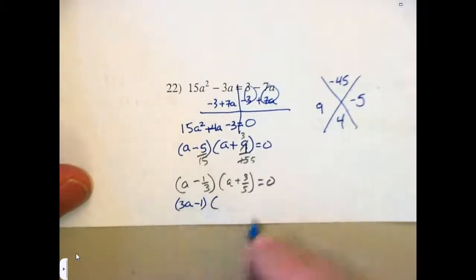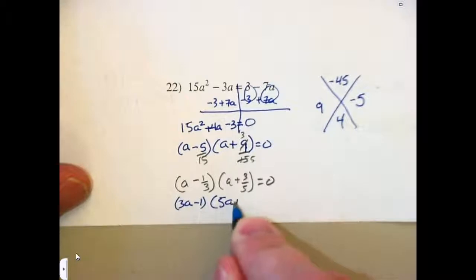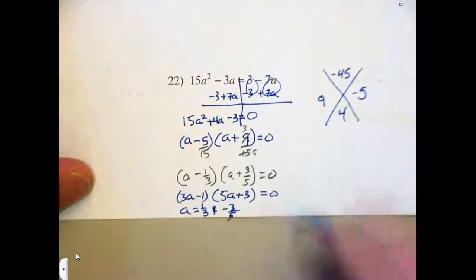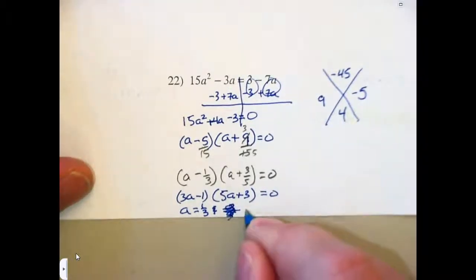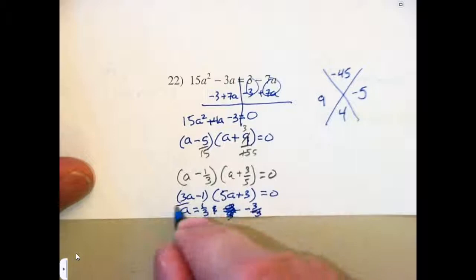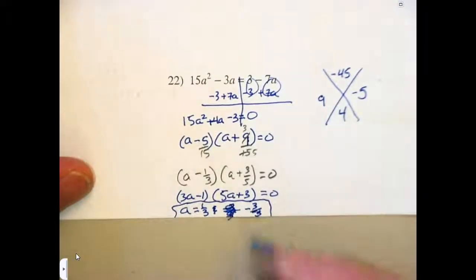We're out in 1 minute. I should modify that. It's supposed to be negative 3/5. Ran out of room there.